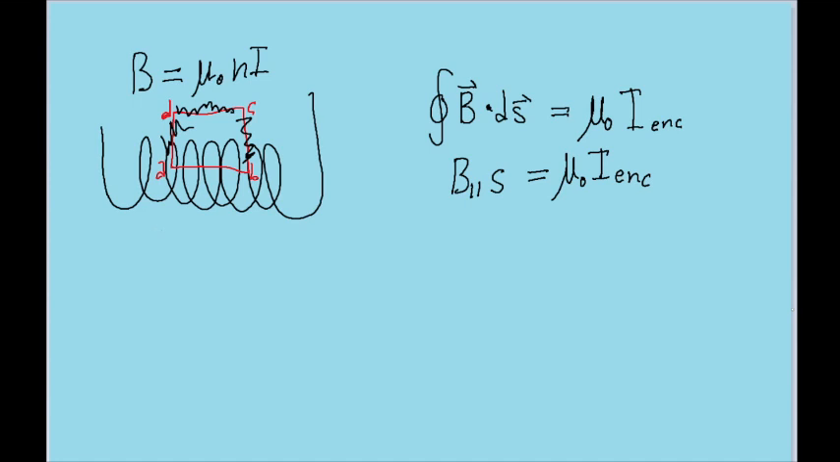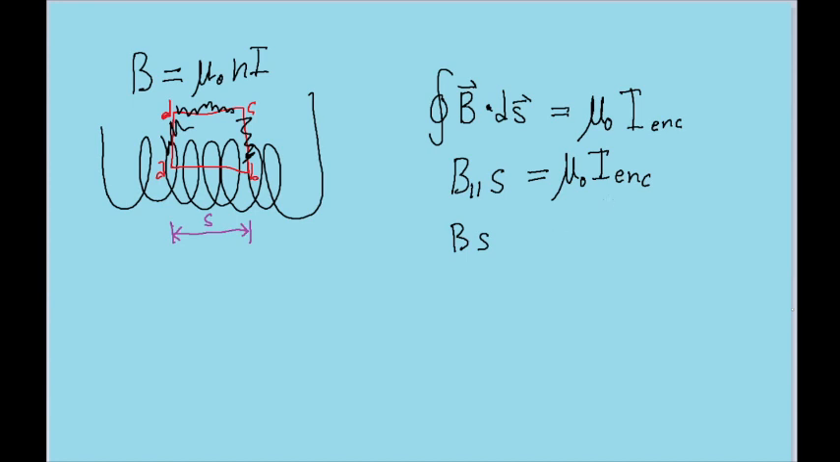So the only section of the loop that we need to worry about is the length AB, the length that runs straight through the inside of the coil. If I define the length of section AB to be S, then the left-hand side of Ampere's law is simply just B times S. So that's the left-hand side of Ampere's law. And now let's look at the right-hand side of the law, which includes a variable for the total current enclosed within the loop, I sub ENC.